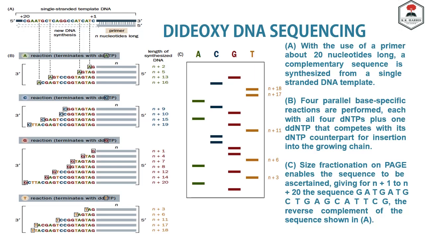Size fractionation on PAGE enables the sequence to be ascertained, giving for n+1 to n+20 the sequence GATGATGCTGAGCATTCG, the reverse complement of the sequence shown in A.